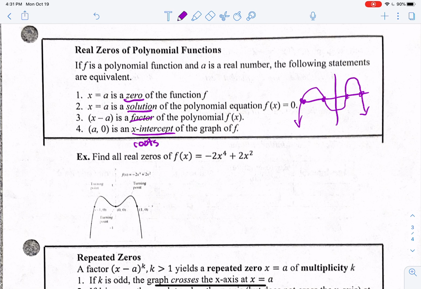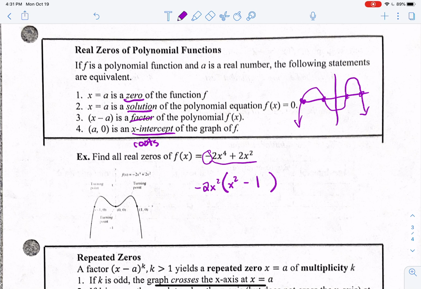So find all real zeros of this function right here. What I want to try to do is break that down if we can. So the first thing that I noticed is that we can take a 2 out of each piece and we can take an x squared out of each piece. And really, since this first term has a negative, let's go ahead and take a negative out of both of them. So I'm going to take a negative 2x squared out of each. And left over would be x squared minus 1, I think.